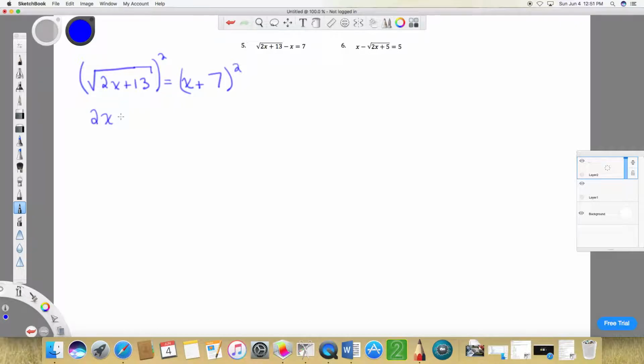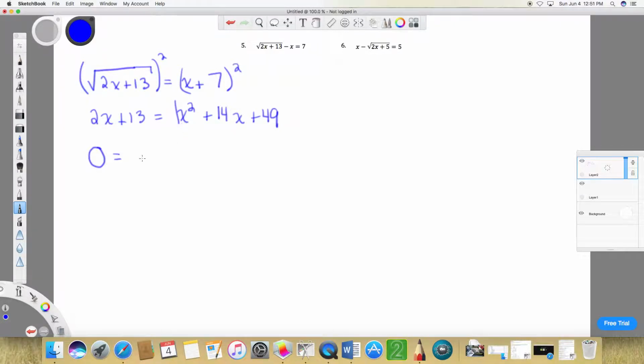So the solutions to 2x plus 13 equaling x squared plus 14x plus 49 may not be the same solution set as the original equation. They'll be the same solution set, except this new one, this quadratic, may contain extra solutions. All right, so let's get this equal to 0 so that we can either apply completing the square or the quadratic formula, or hopefully factor it.